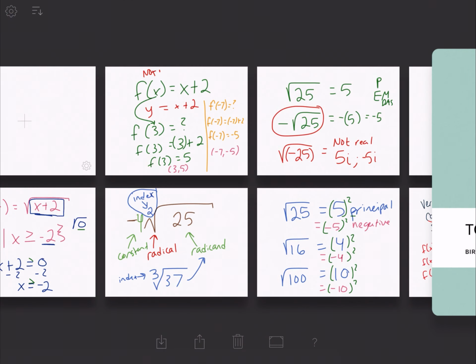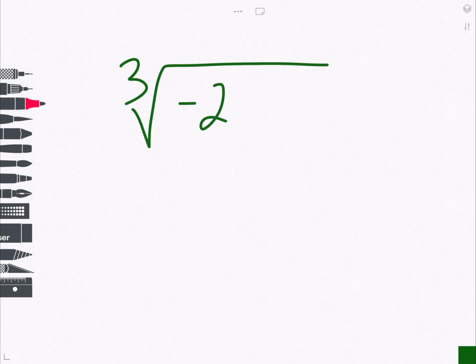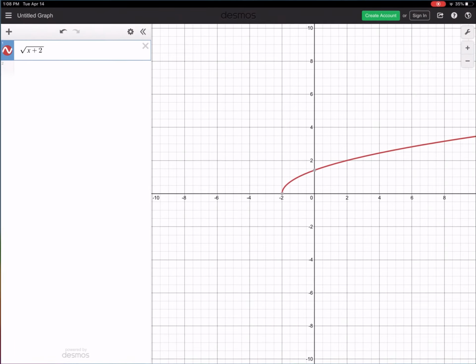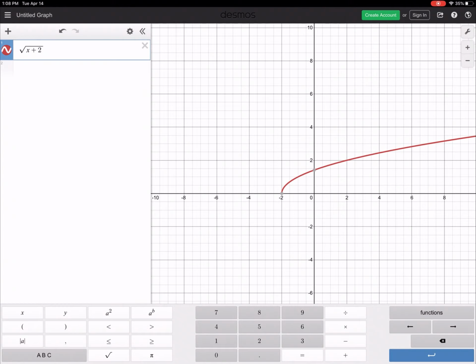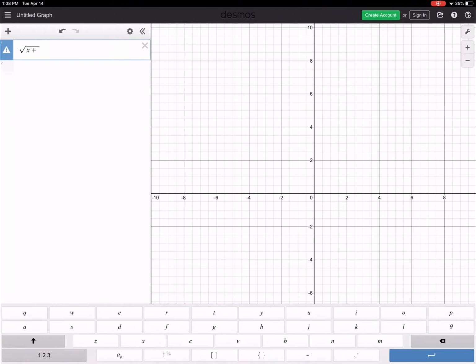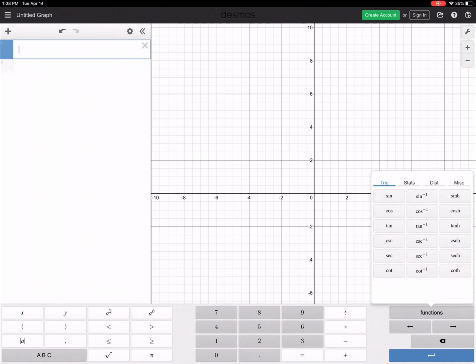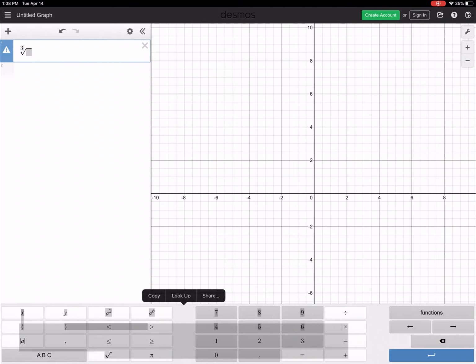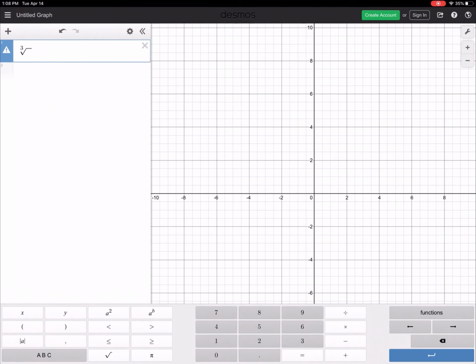Okay. So that's how you solve that algebraically. Let's look at one more example here. Let's say we had the cubed root of negative 27x. First off, I'm going to graph that. The way you'll do that is you'll go to functions over here on the bottom right. If you click on miscellaneous there, there's that nth root right there. If you click on that, it'll give you an index. You put in 3, and then you can just type in your function right there, negative 27x.